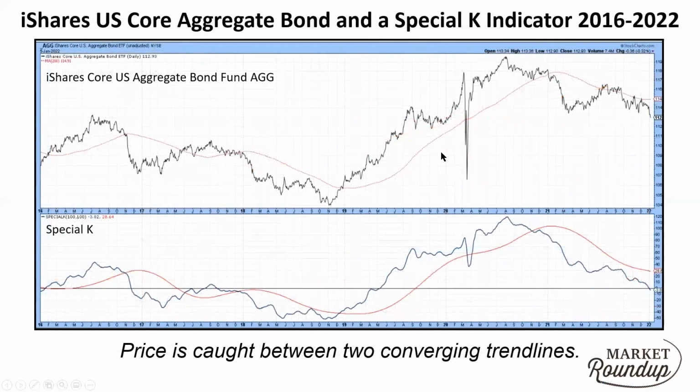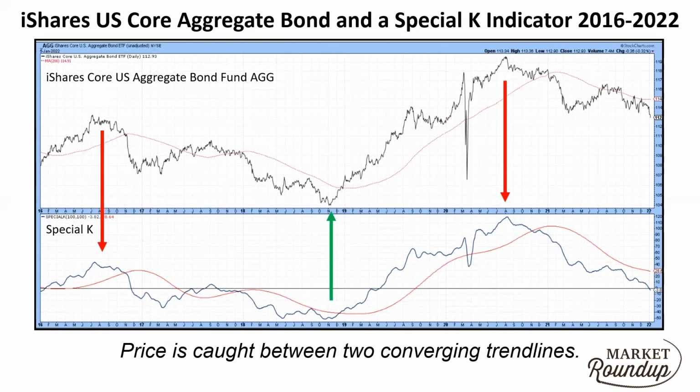Next chart shows basically the whole US bond market, the AGG, the aggregate bond fund. Underneath is an indicator called the Special K, which you can plot on StockCharts. The Special K is something that I devised that combines the short-term, the intermediate trend, and the long-term momentum into one indicator. About 70% of the time, as you can see here, it peaks and troughs with the security price that it's monitoring. It's 100% on this chart, but it happens about 70% of the time.